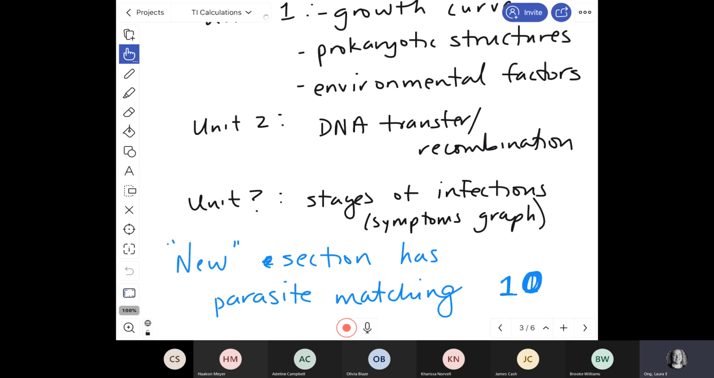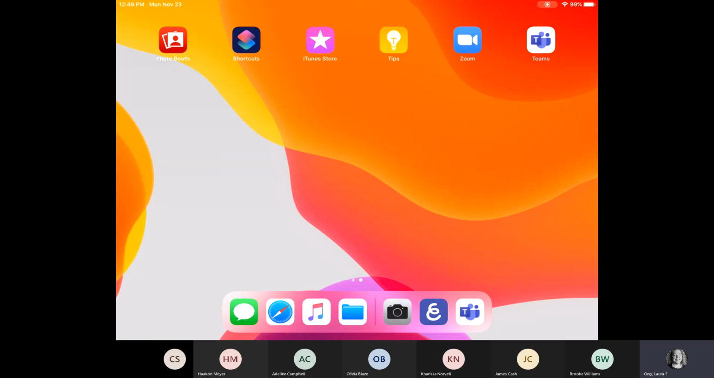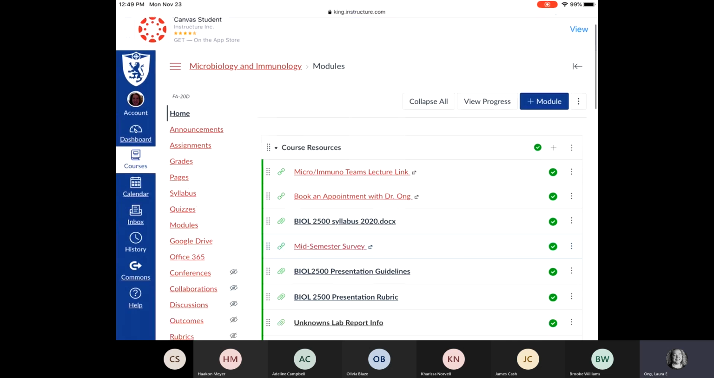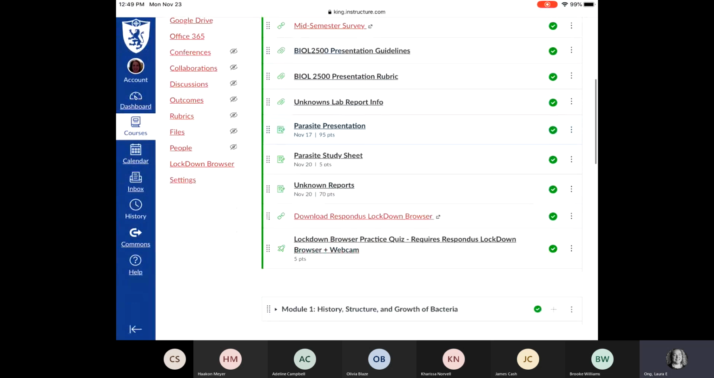You are going to need the lockdown browser for this. I've put a link into Canvas. Let me show that, to remind you all where this is. There's a link in Canvas to download the lockdown browser if you haven't already done that for another class. Remember, you need to do that on the computer or iPad or whatever you're going to take the exam on, and it will need to have webcam ability.